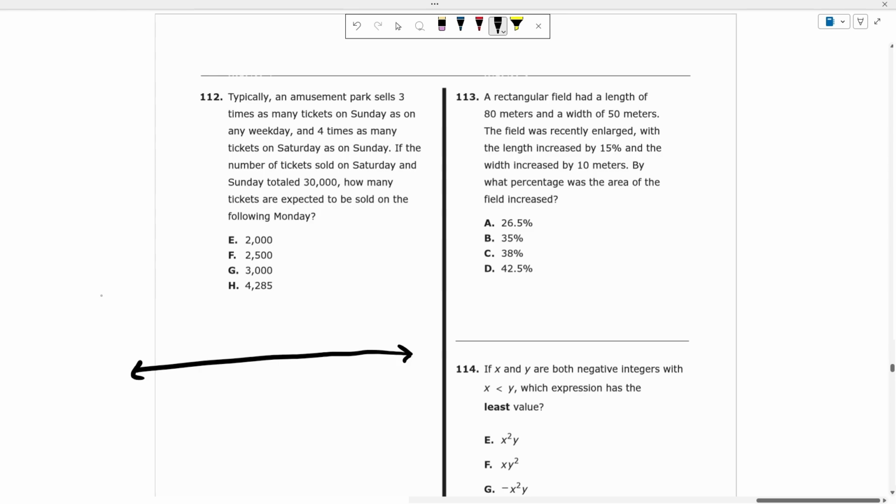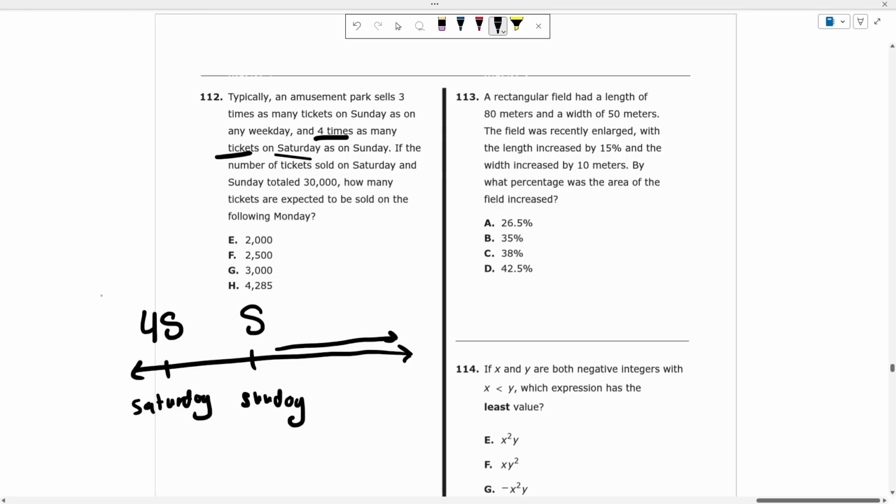So let's make another timeline here. So we know that it sells, so here we have Saturday, here we have Sunday. So we know that an amusement park sells 3 times as many tickets on Sunday as on any weekday, and 4 times as many tickets on Saturday as on Sunday. So here we have the amount of tickets that we sold on Sunday, and here we have the amount of tickets that we sold on Saturday. It's going to be 4 times that. And everything after Sunday is called a weekday.